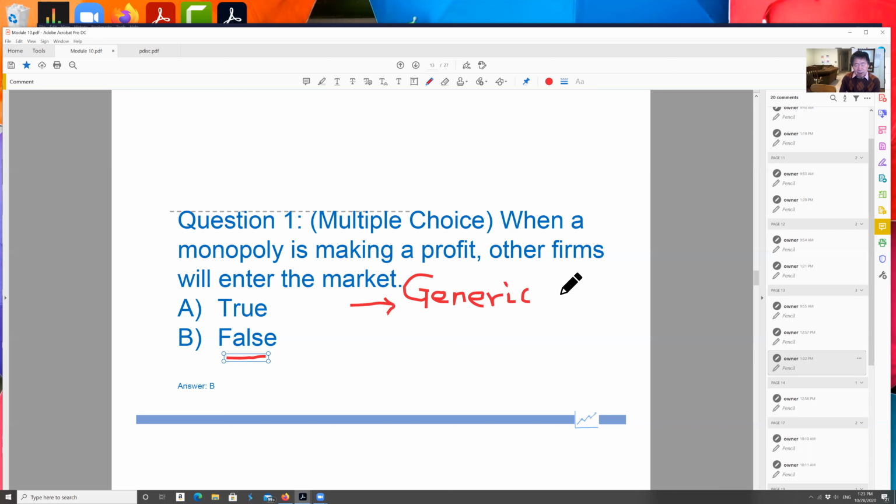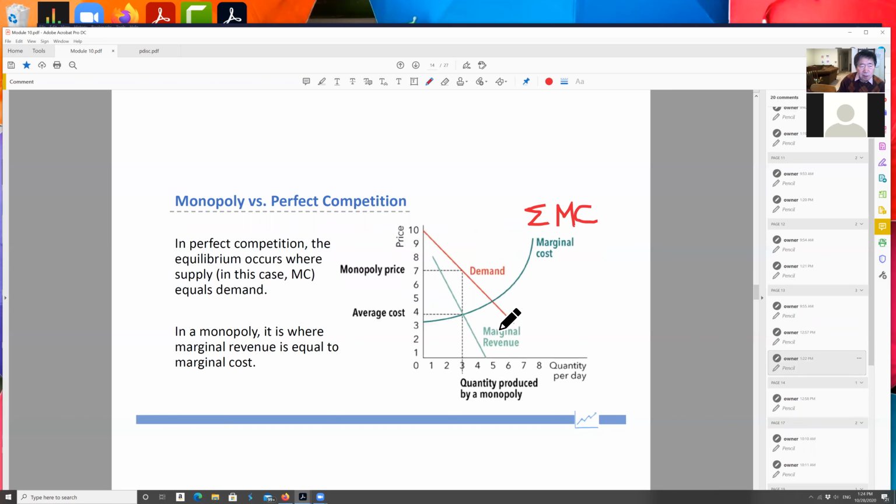But that's different from entering the same market. So that's one way to break the entry barrier, okay?